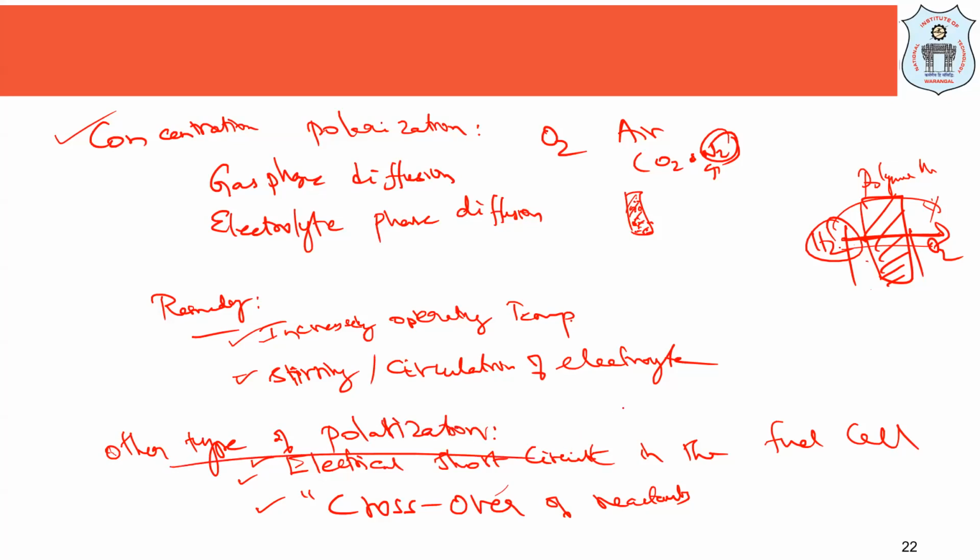Okay, so these are the various things we have to understand. That is what we covered about the VI characteristics of a fuel cell. We should know this: the activation polarization of the hydrogen oxygen reaction is much smaller than the activation polarization of oxygen reduction.